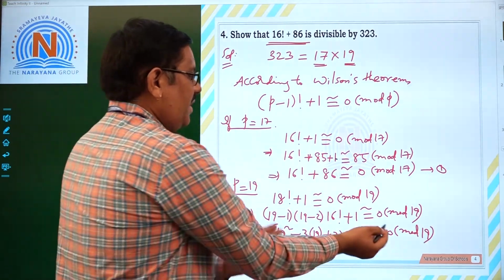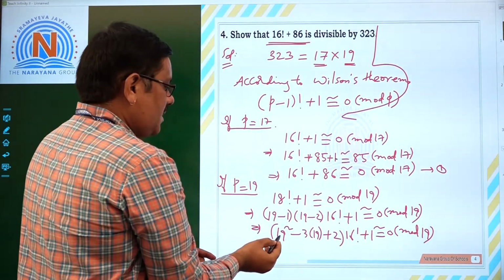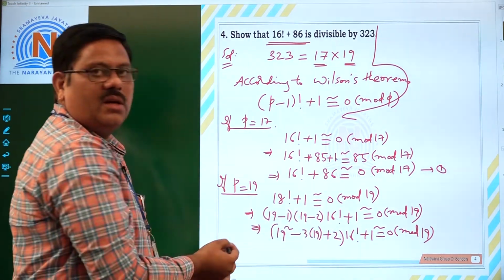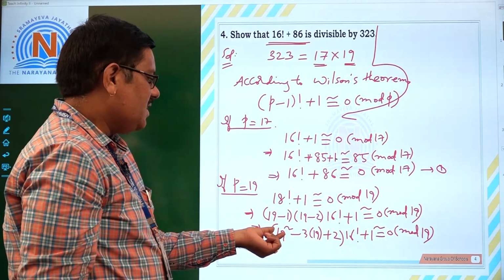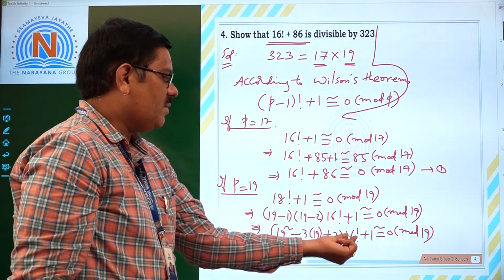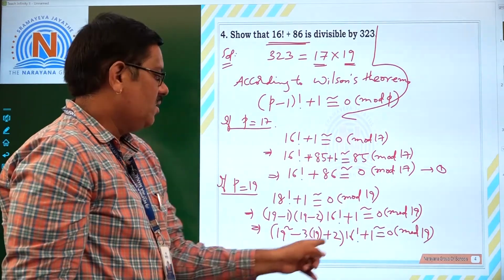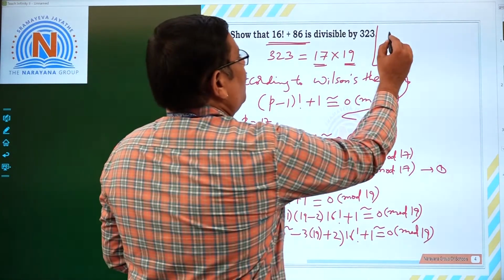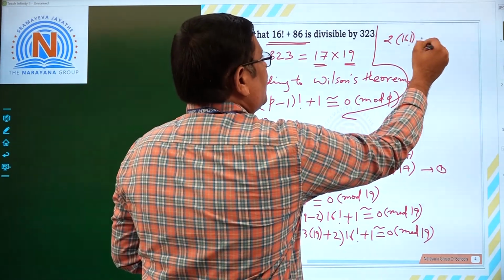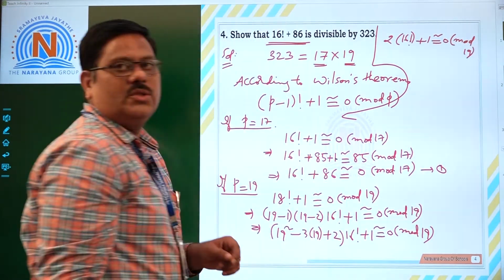Now, if you simplify this, the terms 19 square times 16 factorial and minus 3 times 19 times 16 factorial are 19 multiples, so definitely they are divisible by 19. So we can neglect them. Simply we can write now 2 times 16 factorial plus 1 is congruent to 0 modulo 19.